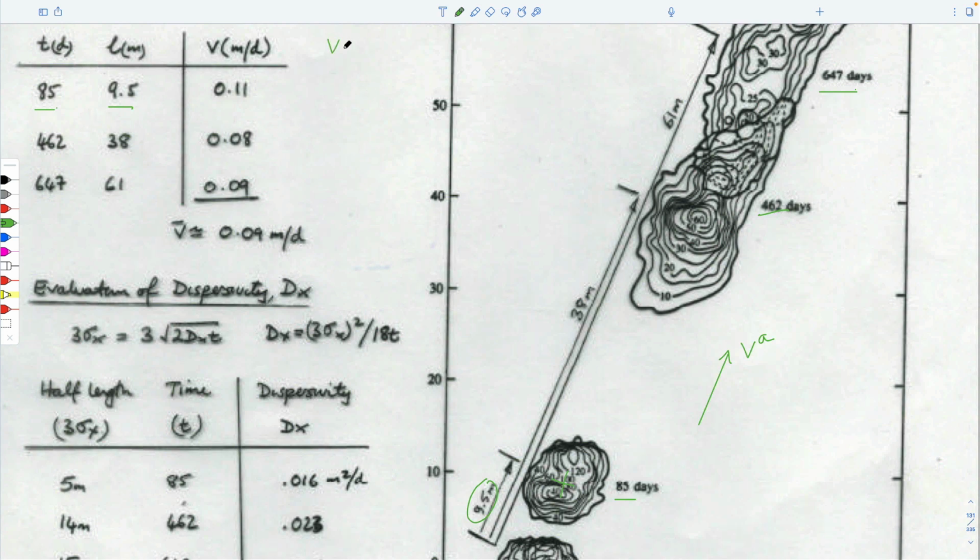We know that velocity is equal to length over time. So we can get that directly from these two values. So if you divide 9.5 meters by 85 days, you get 0.11 meters per day. So you get the velocity just from looking at the center of mass of this plume as it goes downstream, and gets a value of just under 0.1 meters per day.